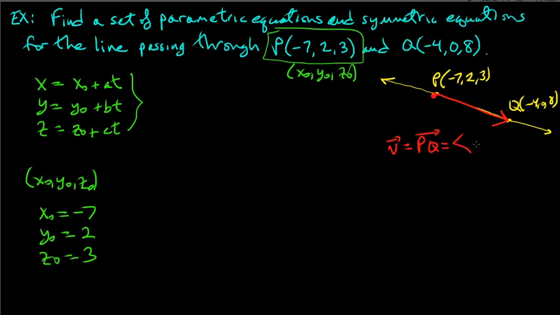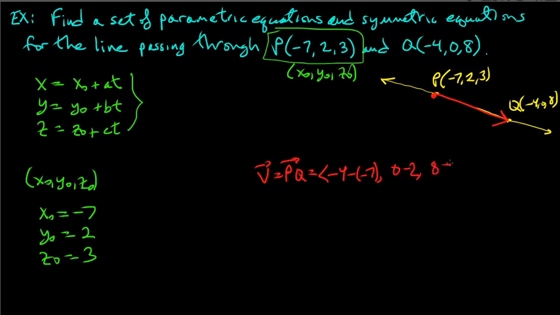Right? And what are the components of V? Just subtract the coordinates, right? Maybe I'll actually write them out. We have the space here. So V, which is the vector from P to Q, right? So -4 minus -7 for the x component, 0 minus 2 for the y component, and 8 minus 3 for the z component. So we're going to get 3, -2, 5.